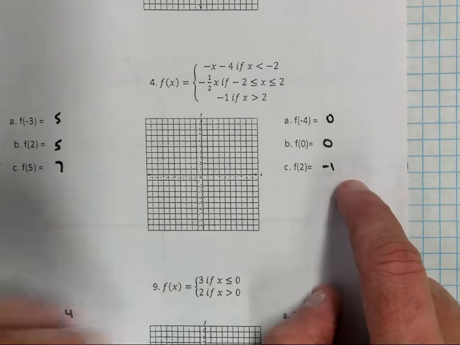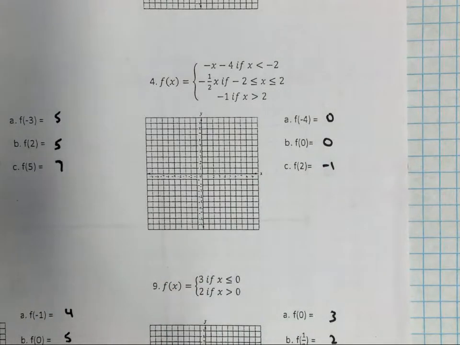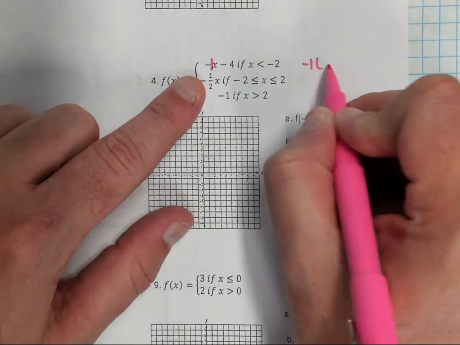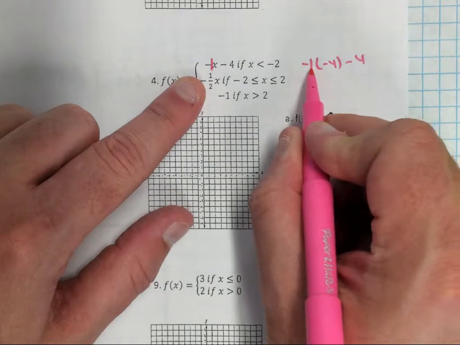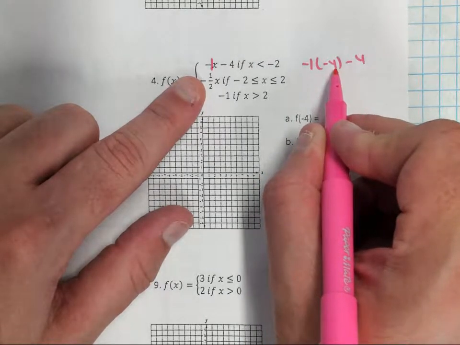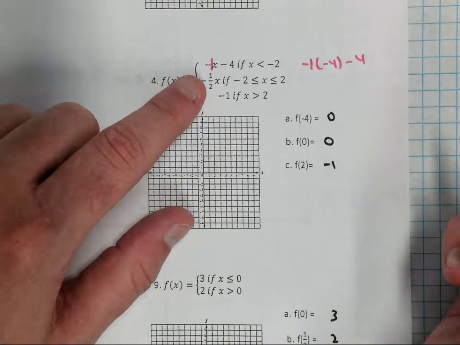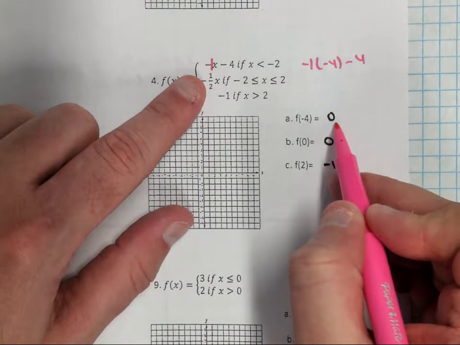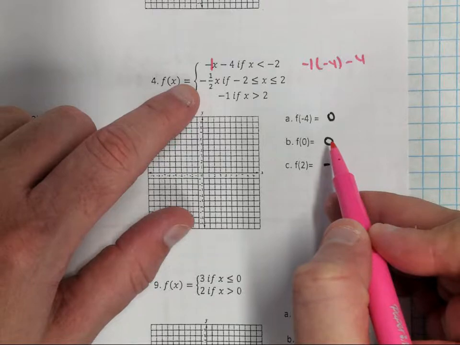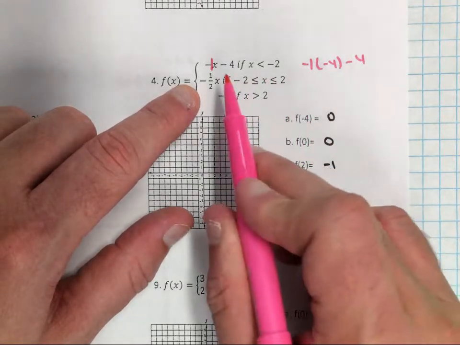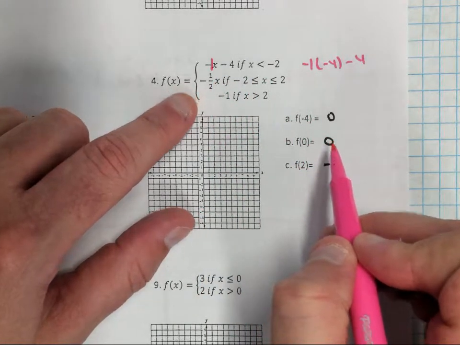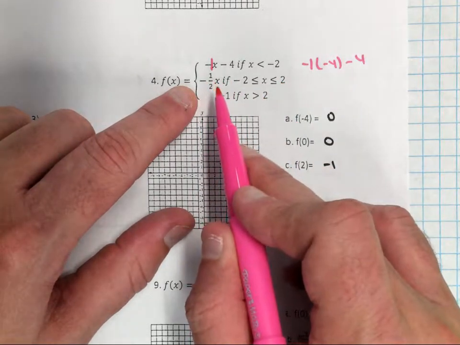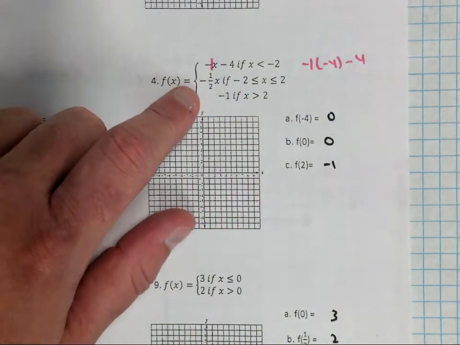Okay, let's look at A. That's a negative 1, so I'm going to plug negative 1 times negative 4. What's a negative 1 times negative 4? So that's 4 minus 4 is 0. Okay, 0's in between these two. 0 times negative 1/2 is 0. 2, I plug that into this because it's or equal to 2. 2 times negative 1/2 is negative 1.